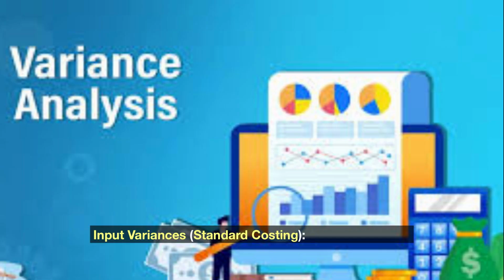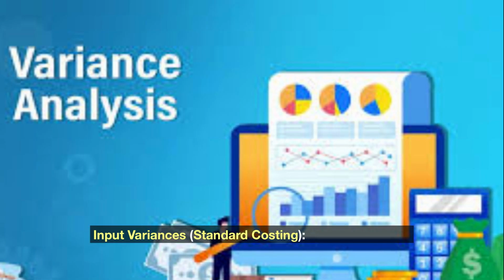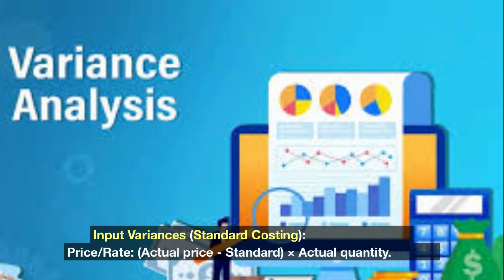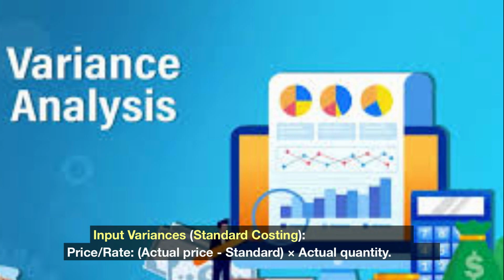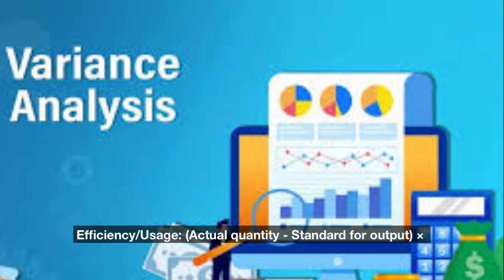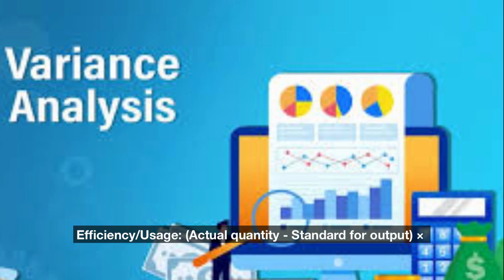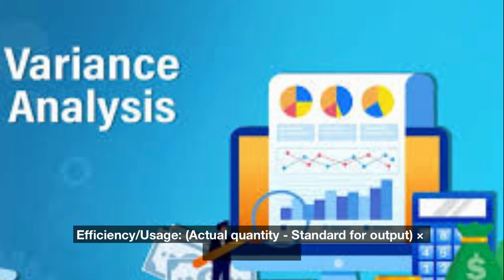Now, we can also compare actual results to our standard cost if we have a standard costing system. And here we look at the input variances, and we have price or rate variances. That is the actual price minus the standard price times the actual quantity. We also have efficiency or usage variance, and that is the actual quantity minus the standard quantity for the output we achieved times the standard rate.